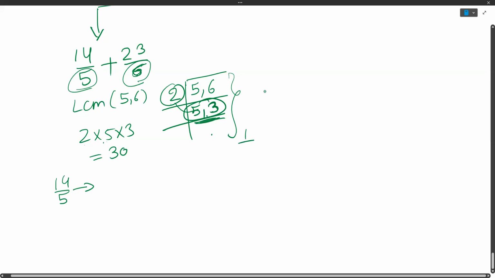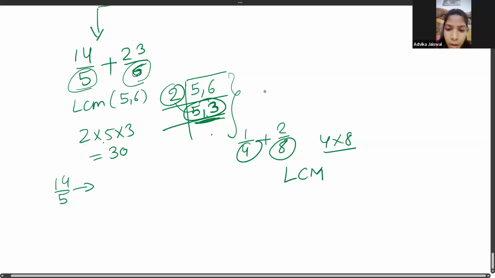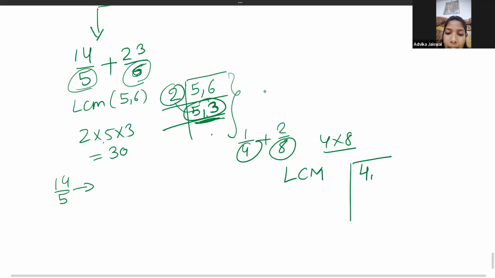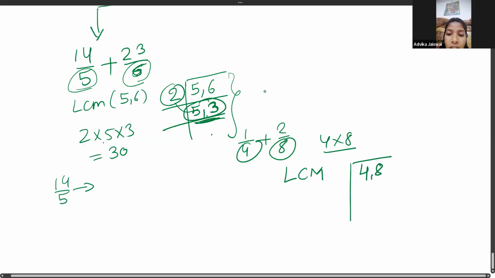Okay. Advika, if I say 1 by 4 and 2 by 8, so will you multiply? LCM will not be 4 into 8. How to take LCM, Advika? Ma'am, first we'll keep 4, 8 and then 2 goes in 2 times. So, 2 2s are 4 and 2 4s are 8.